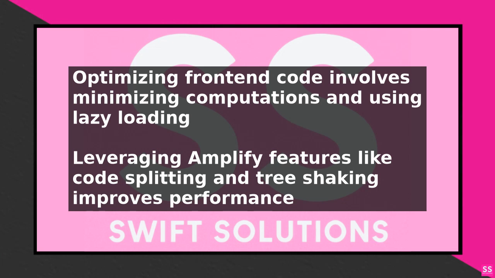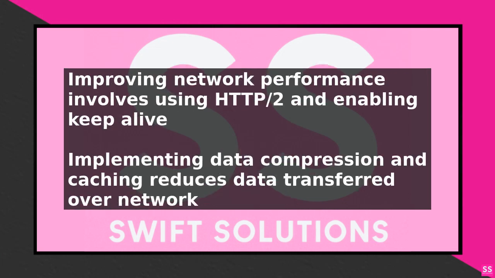To improve network performance, use HTTP/2 and enable Keep Alive to reduce the overhead of establishing new connections. Implement data compression and caching to reduce the amount of data transferred over the network. Use Amplify's built-in support for offline data access and synchronization to enable seamless offline experiences.